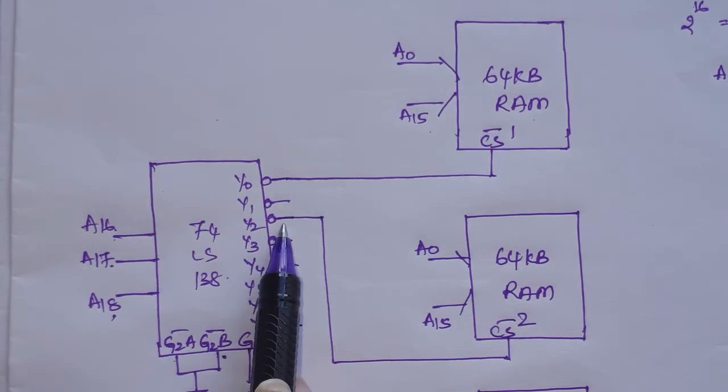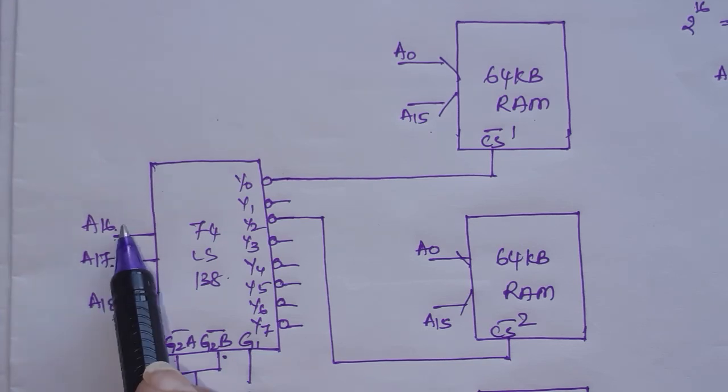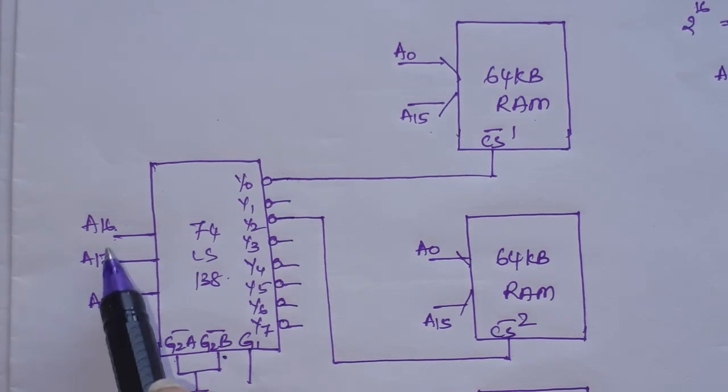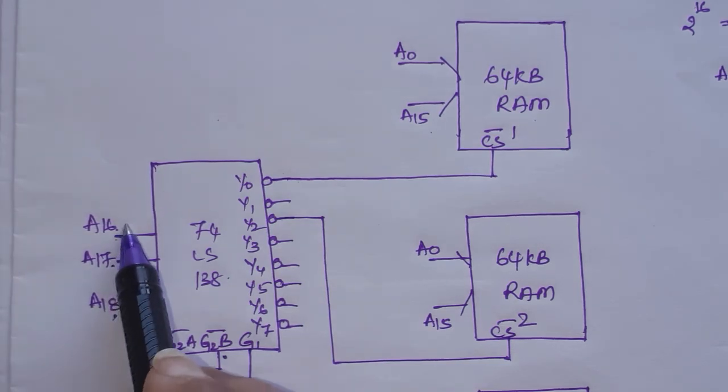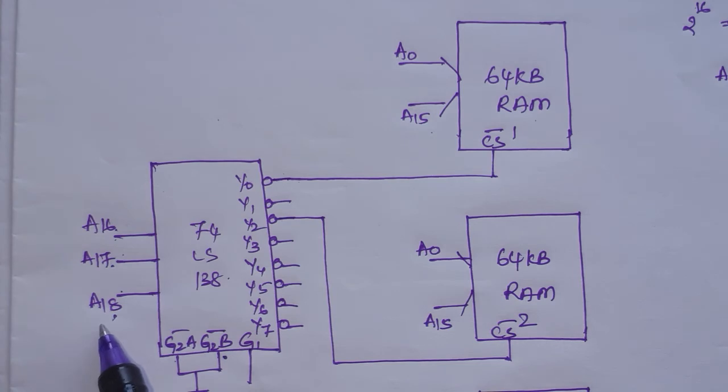If Y2 is low, when will that be? When A18, A17, A16 are 0, 1, 0. And Y0, when will it be low? When A16 to A18, these three, are 0, 0, 0. So the address range will change, because the combination here is changing.